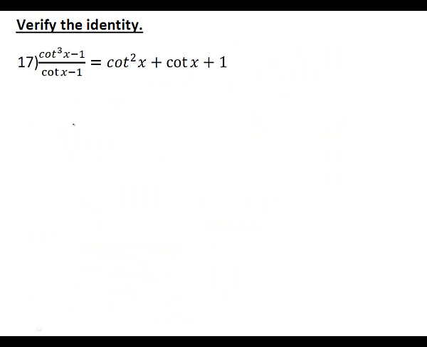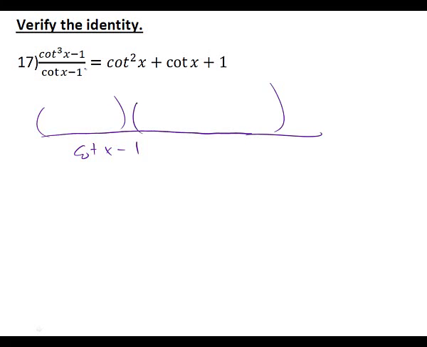All right, so on 17, we're going to use cube factoring. Okay? So cotangent x minus 1 is on the bottom. I'm going to go into a binomial times a trinomial. So what's my sign that I start with? Minus. What do my other two signs have to be then? Plus, plus. What's the cubed root of cotangent cubed? Cotangent. What's the cubed root of 1? 1.